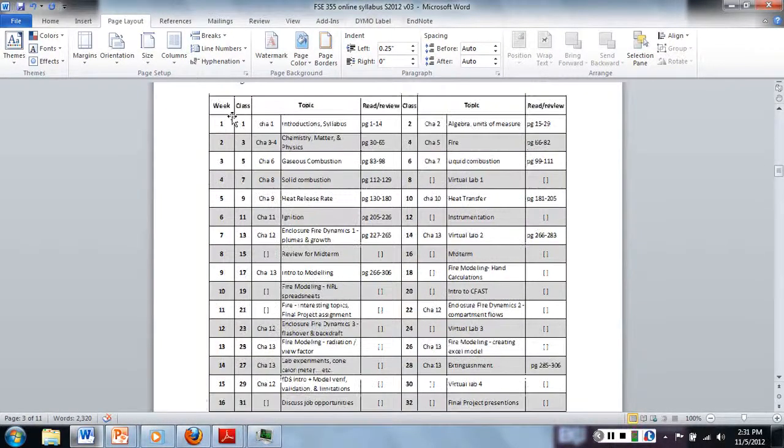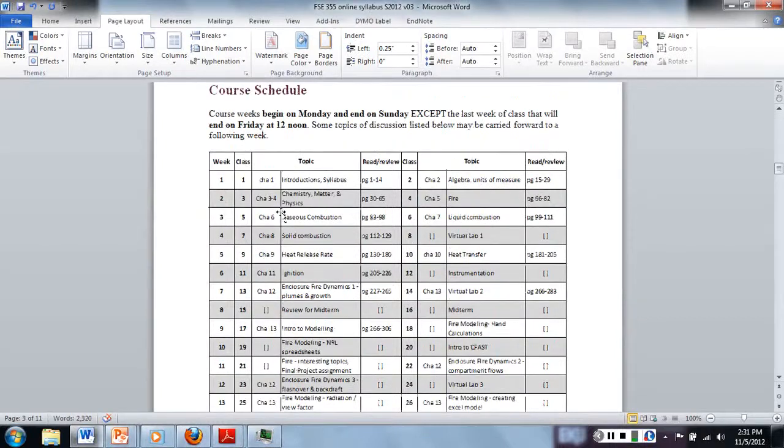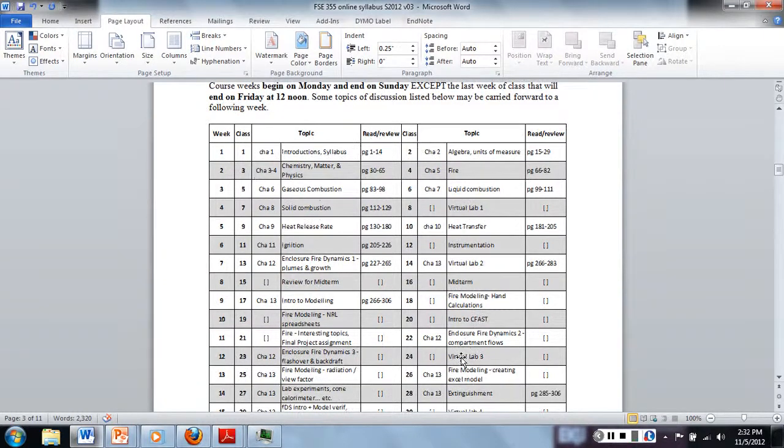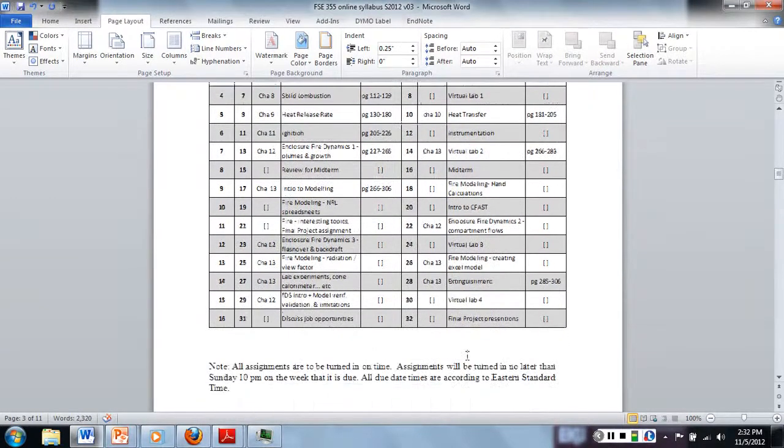The schedule is laid out here. For the first month, let's say month or 6 weeks, we are going to do one chapter a class from the book. In class 8, you'll have your first virtual lab. In class 14, you'll have your second one. In class 24, you'll have your third one. And in class 30, you'll have your fourth one.